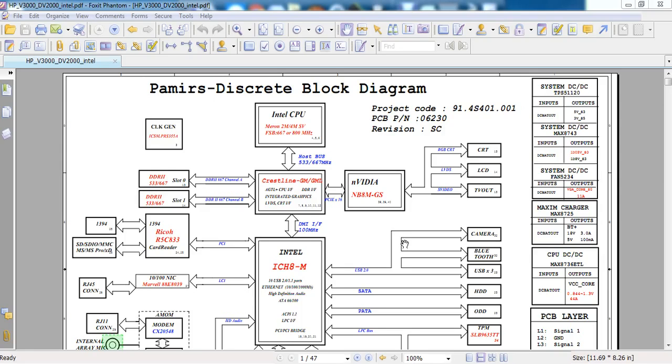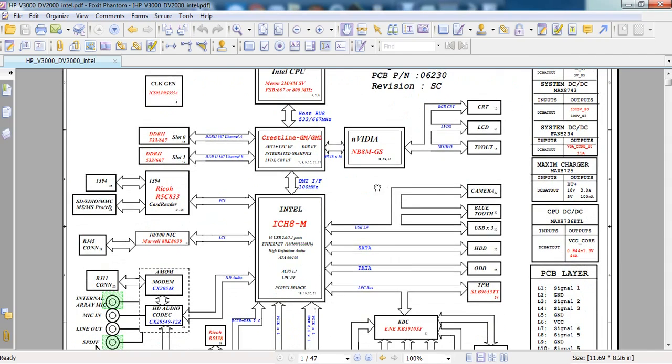Hello viewers, today in this video we are going to study how to understand the schematic diagram of a notebook motherboard. Every schematic diagram contains the block diagram on the first page. This is page number 1 of 47. This is the first page, which contains the block diagram of this notebook motherboard.